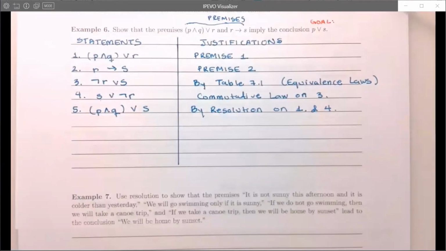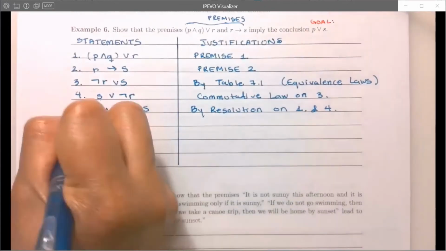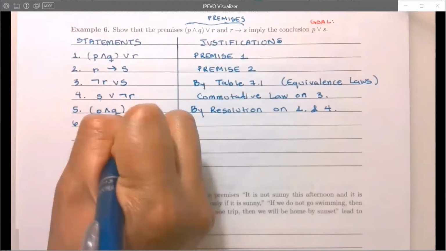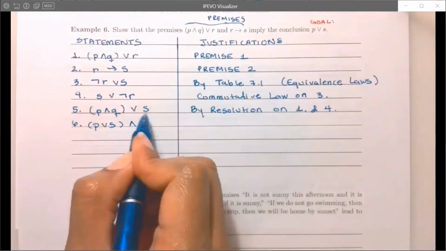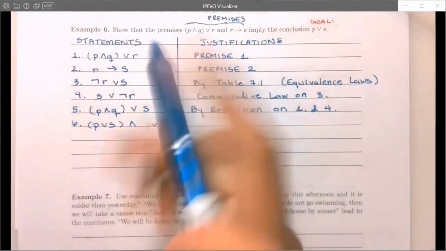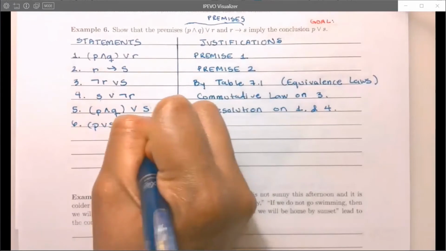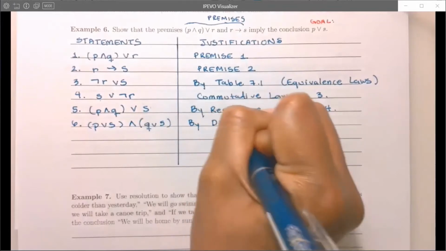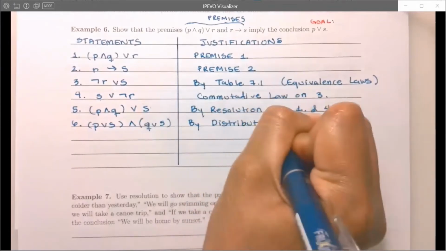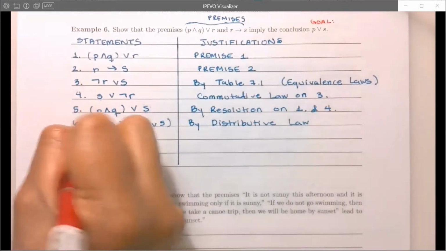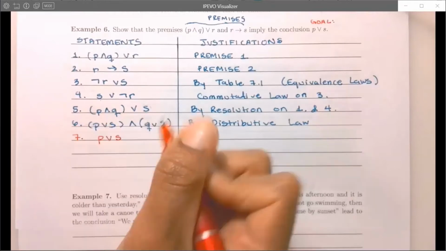Okay, so let's take a look here. We distribute the or S, we'll have P or S, and distribute the or S to the Q, so we'll have Q or S. This would be by distribution. We're actually very close to the conclusion now. This last one is actually going to be just a statement. P or S.